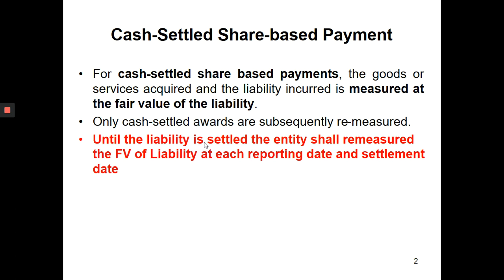Part 3, transaction related to employees also, tapi equity settle. Part 4, transaction related to employees but it relate to cash settle pula. So for cash settle share-based payment, the good or services acquired and the liability incurred is measured at the fair value of the liability. So in part 4, the only difference is it is a transaction with employees.